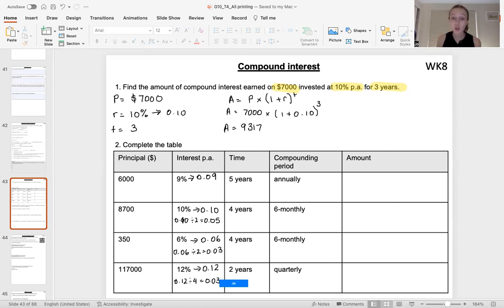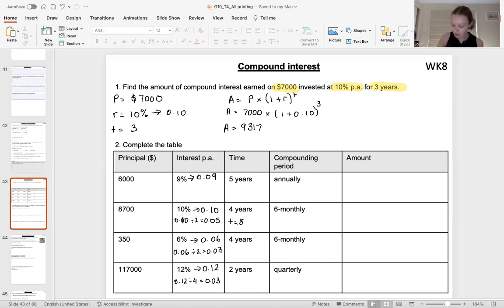And now I can look at my time and change that if I need to, because the time is the number of times it's compounded. If it's compounded annually, well, 5 years, that happens 5 times. But 6 monthly, in a 4-year period, that means every year it's compounded 2 times a year. So that's 2 times in the first year, 2 times in the next year, 2 times in the next year, and 2 times in the next year. That's a total of 8 times. So I'm actually going to change that to t equals 8. Yes, it's still 4 years, but it's done twice a year.